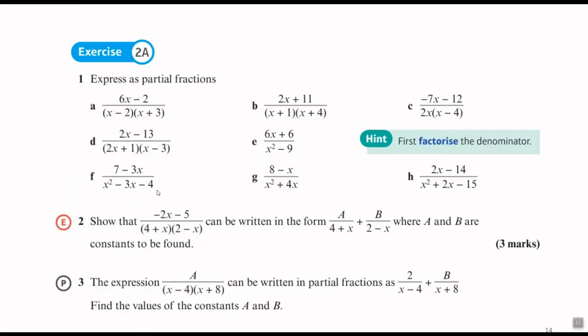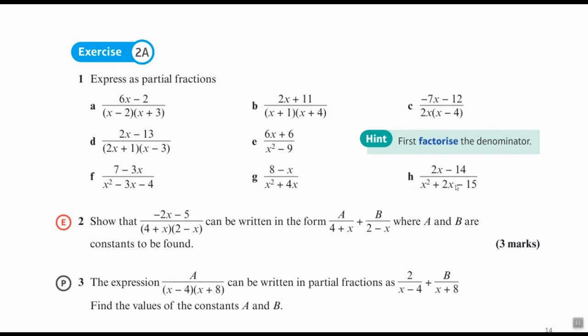Exercise 2a. So you need to do this exercise. Look at this one. For the denominator, first you need to factorize. So what is this? X squared minus 9, so x squared minus 3 squared. This is a difference of two squares: x minus 3, x plus 3. So you need to factorize the denominator first.